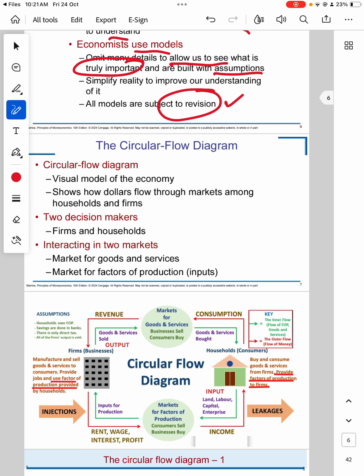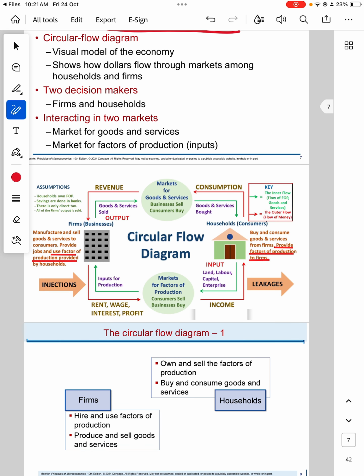Okay, next we will take a look at the circular flow model. This is very important for you to know because it's always been asked in your midterm questions. Let me explain to you one by one. If you can see here, there are two main things that are important to know: firms and households. How is this circular flow integrated? It is integrated based on the relationship between the household and the firm. Okay, how does it work?